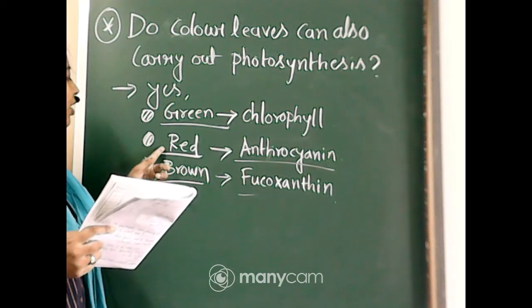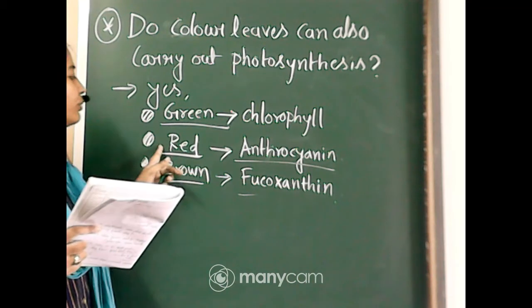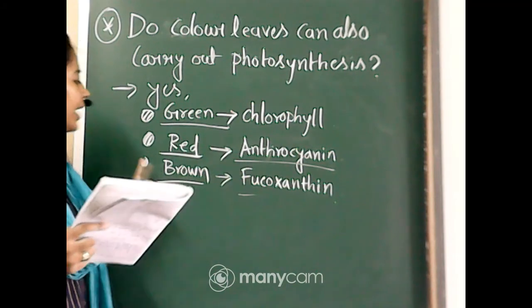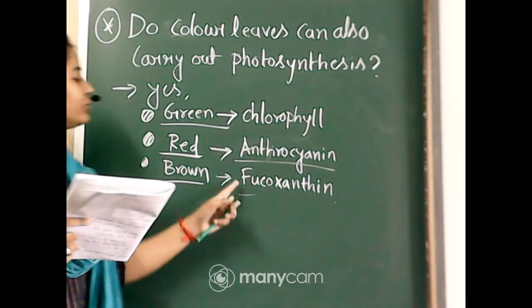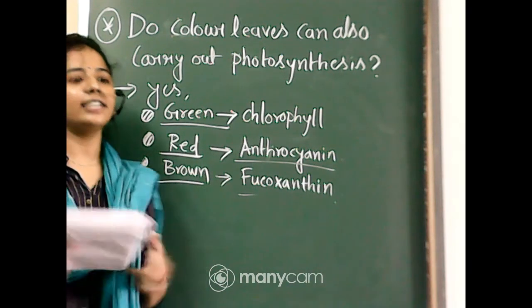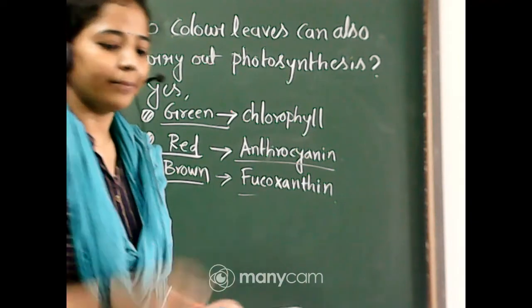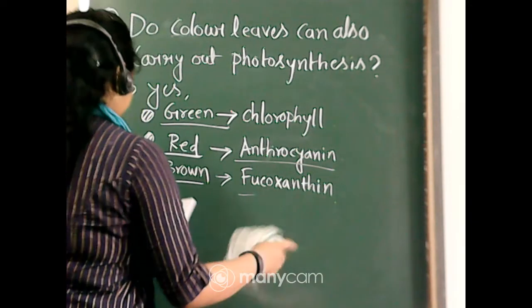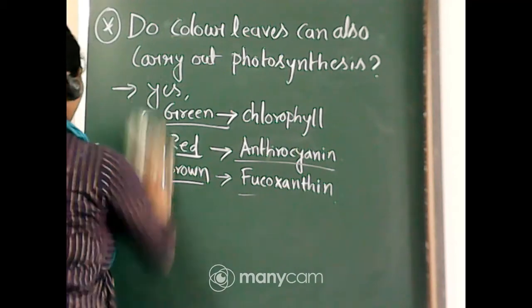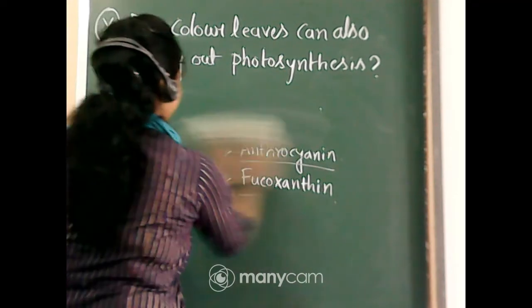The color of leaves becomes red due to the presence of anthocyanin pigment, and brown due to the presence of fucoxanthin, isn't it? Okay. Next we should proceed to another thing.